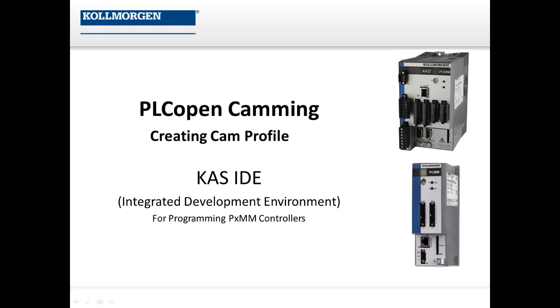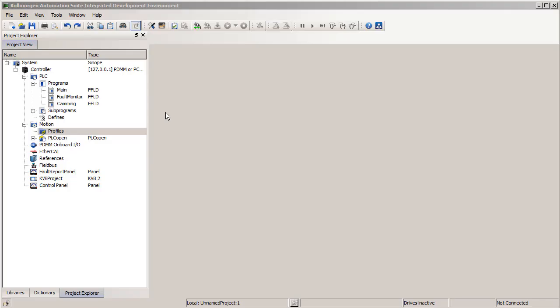cam profiles using our graphical editor, where you can specify user units for both master and slave axes and add new points and place them wherever desired. I'm starting with a new project in the KAS IDE software. If you want to add a cam profile that you create ahead of time, before you compile and download your project to the controller, you do it through the Profile section of the Project Explorer.